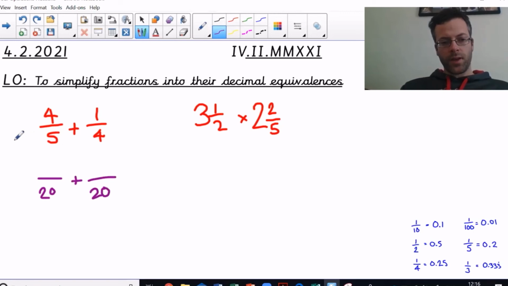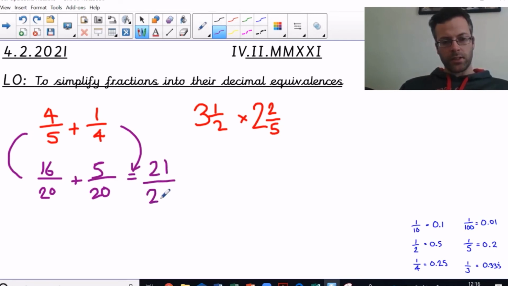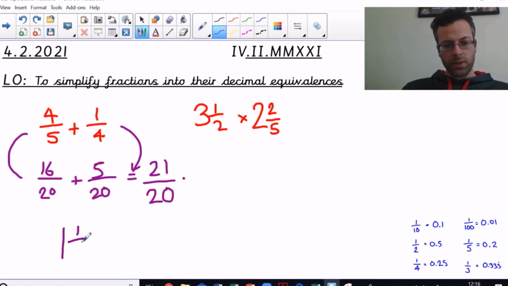So how have I got from the 5 to the 20? I've times by 4, so I times that by 4. How have I got from the 4 to the 20? I've times it by 5, so I times that by 5. So my answer is going to be 21 over 20. Okay, then I'm going to change that to a mixed number. So how many 20ths in the whole? Well, there's 1, so I've got 1 and 1/20th.